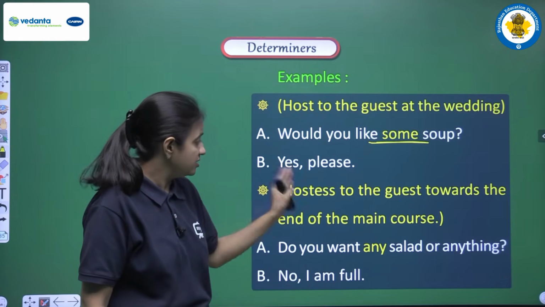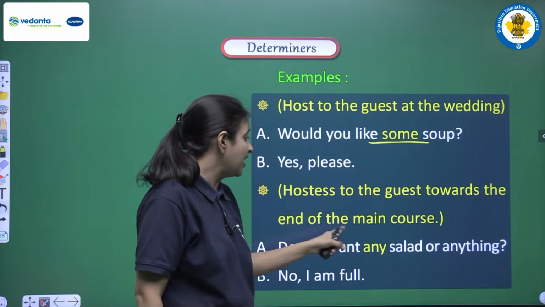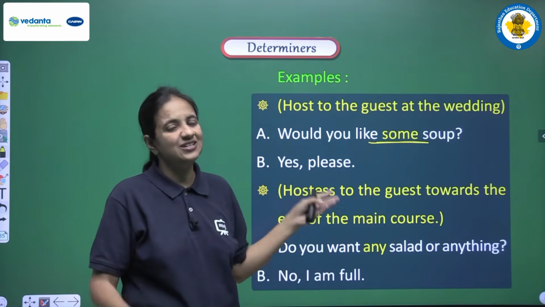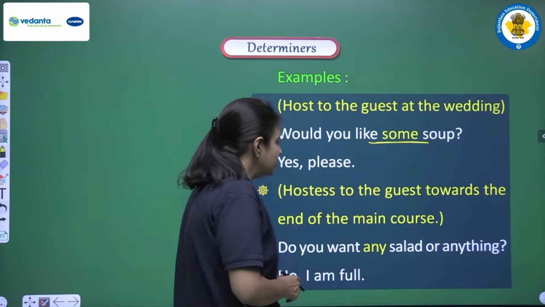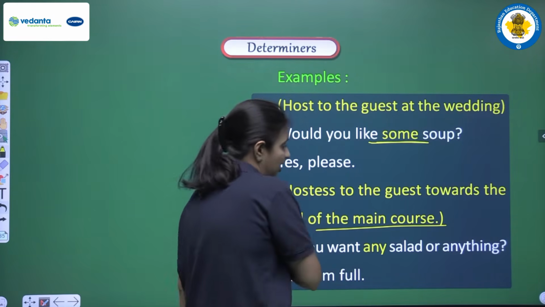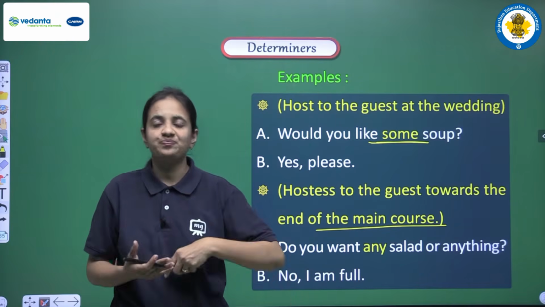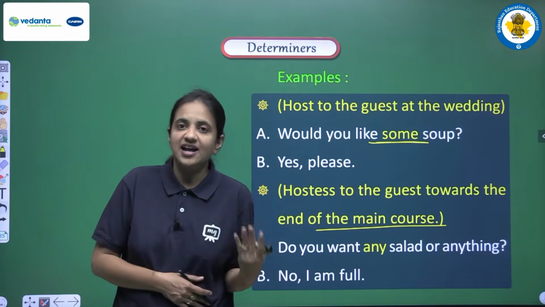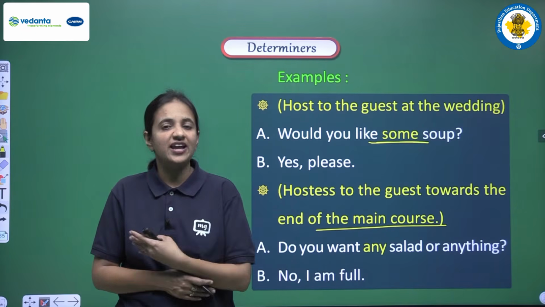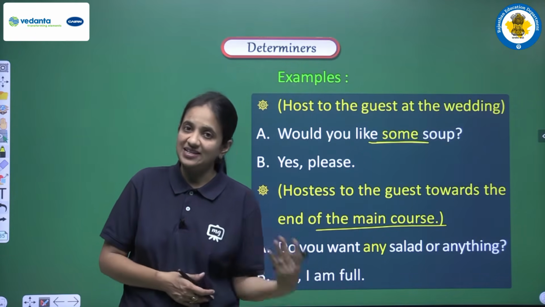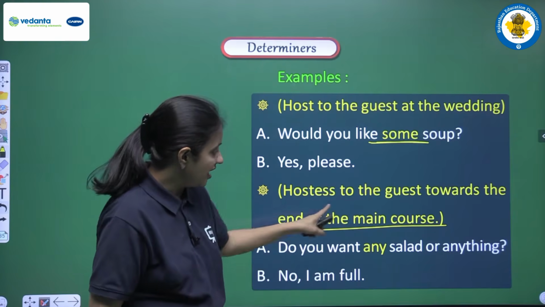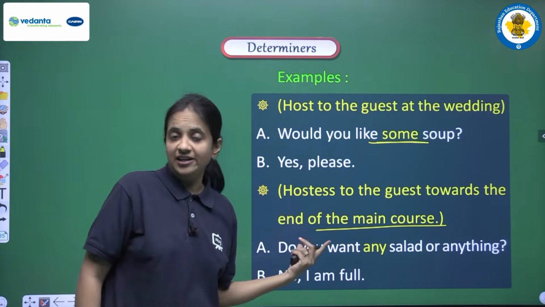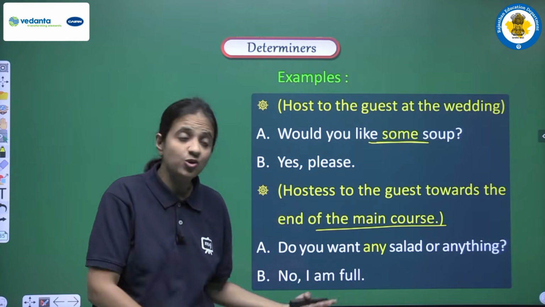But now, a hostess to a guest toward the end of the main course. Try to understand this sentence very carefully, because the main course जो है वो end हो चुका है. It means जब भी हम lunch लेते हैं, dinner लेते हैं, तो सबसे पहले हम कैसे start करते हैं? हम starters लेते हैं, right? फिर main course आता है, फिर हम dessert लेते हैं. So now we are having this thing that the main course was towards the end. It means जो main course था वो भी end होने वाला था.